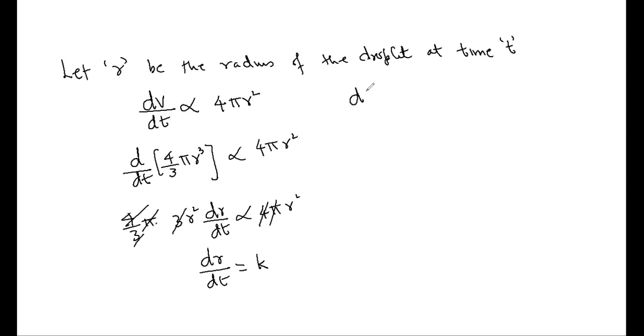Now dr is k into dt. Integrating, dr is k integral dt plus c. So it's a linear equation. R is equal to kt plus c.